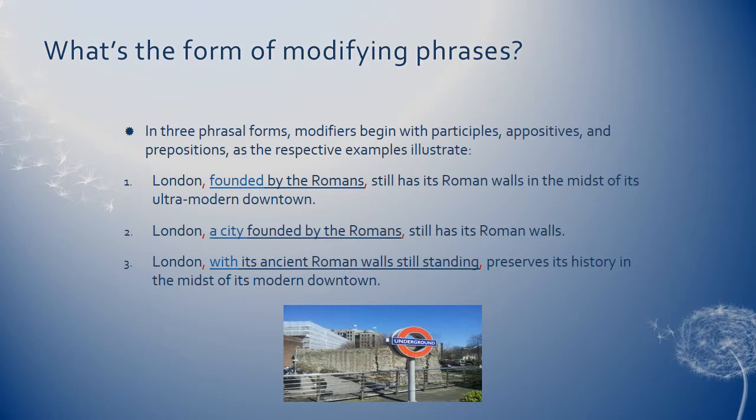Third, London, with its ancient Roman walls still standing, preserves its history in the midst of its modern downtown. And here I have a preposition, with, that starts my prepositional phrase, which interrupts the sentence, and which marks it as a non-restrictive phrase. So if I took out this prepositional non-restrictive phrase, it would still make sense.